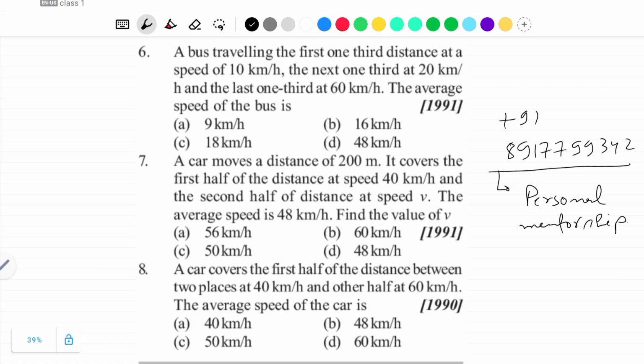Also solve these problems, students. In the next class, we will discuss average velocity and the whole velocity concept. Thank you so much.